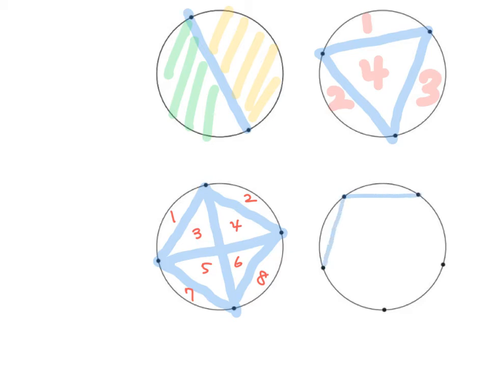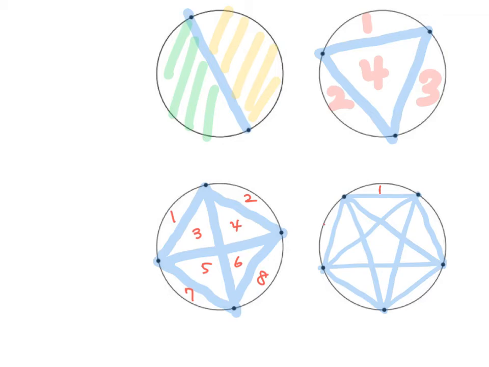So let's finish up the other one too. 1, 2, 3, 4, 5, 6, 7, 8. Did I finish them all? Oh no, there are more. 9 and 10. And let's count the regions. 1, 2, 3, 4, 5, 6, 7, 8, 9, 10, 11, 12, 13, 14, 15, and 16.